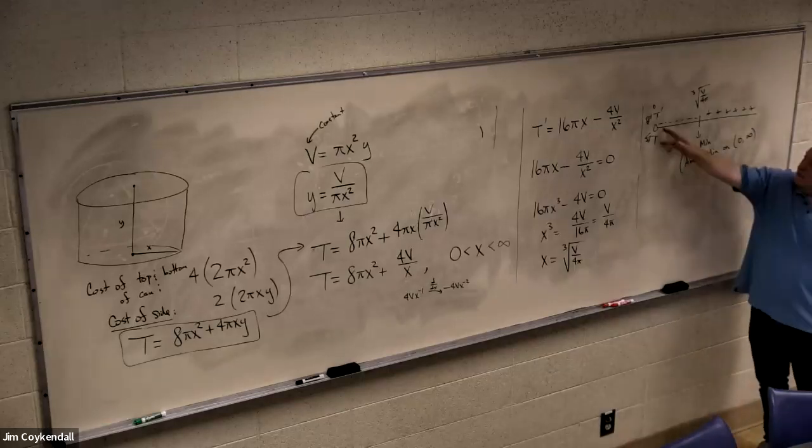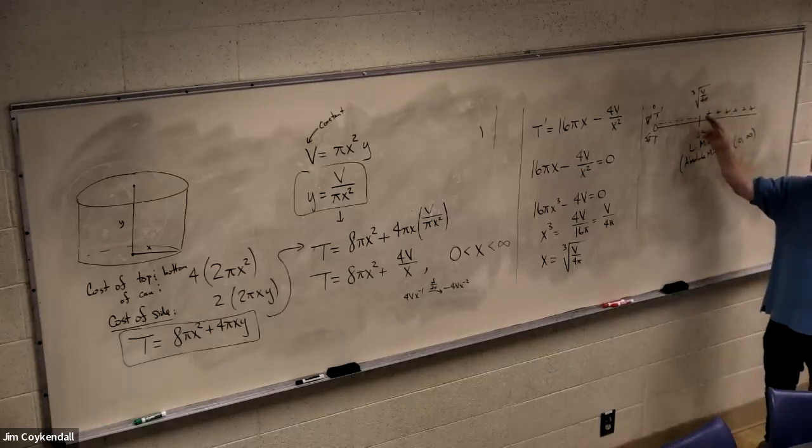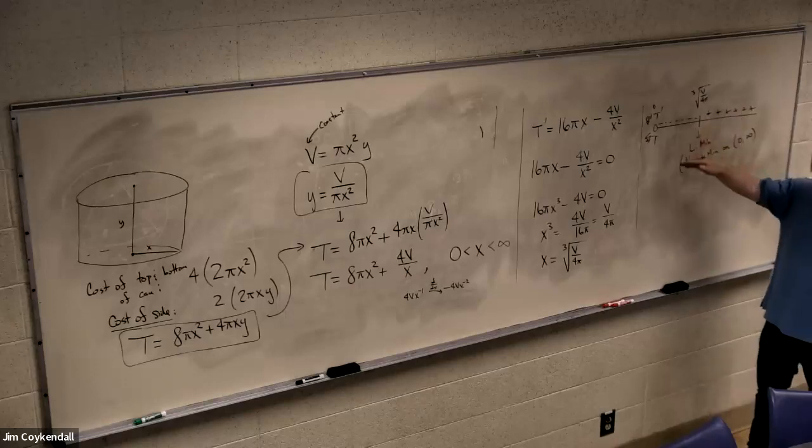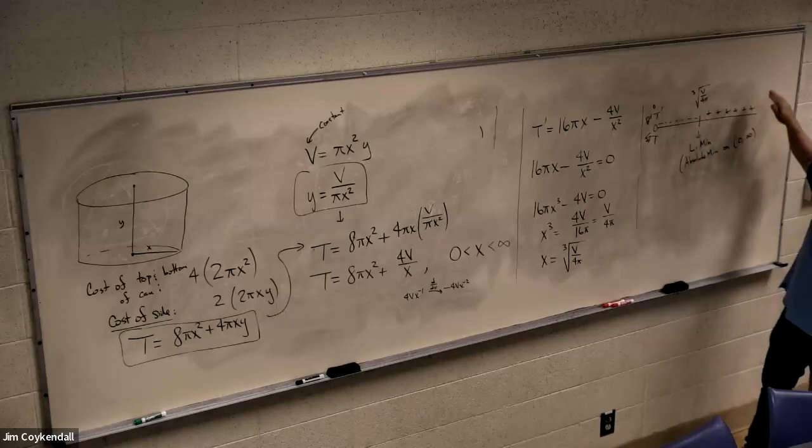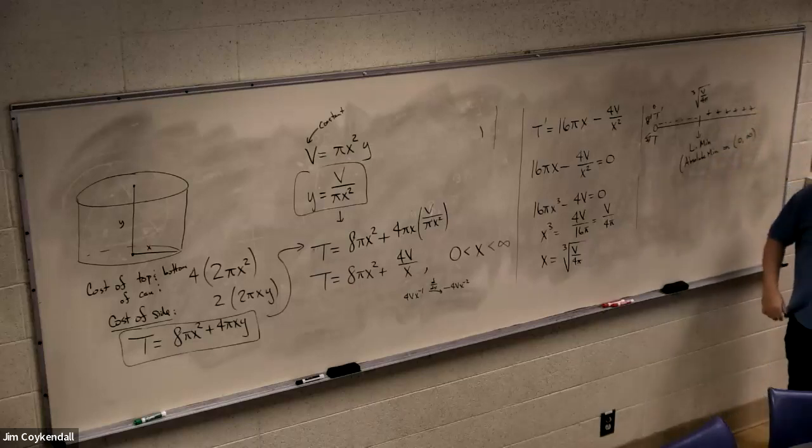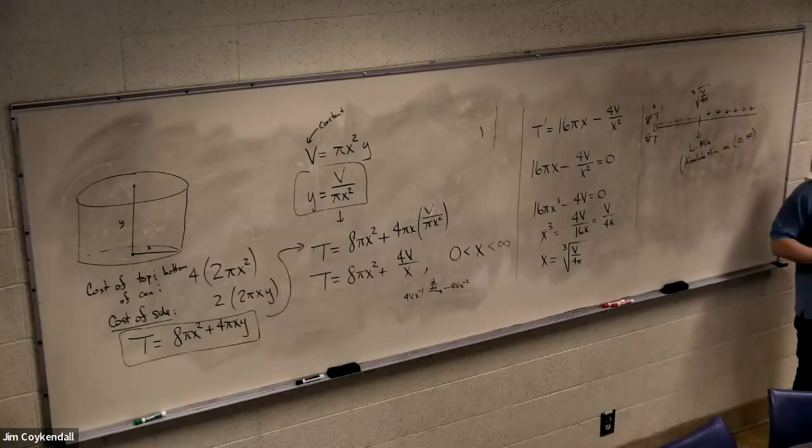And how do I know that? Because these are all the ranges that are acceptable for x. So it goes down and then it goes up forever. That is an absolute min. So this is the optimal.